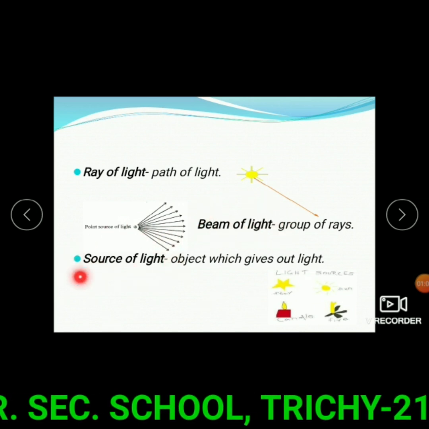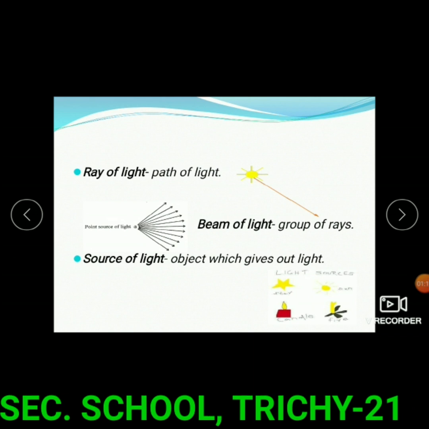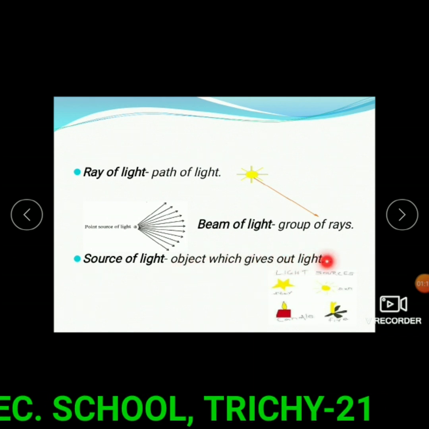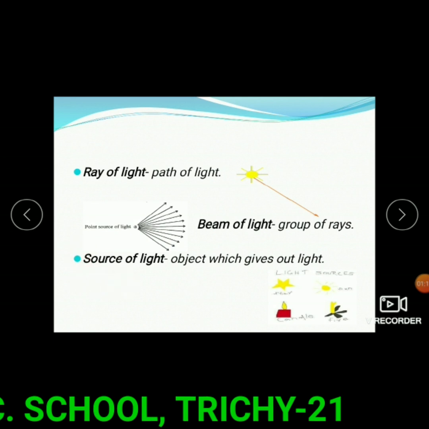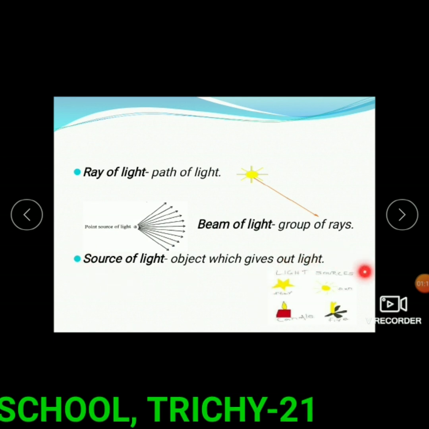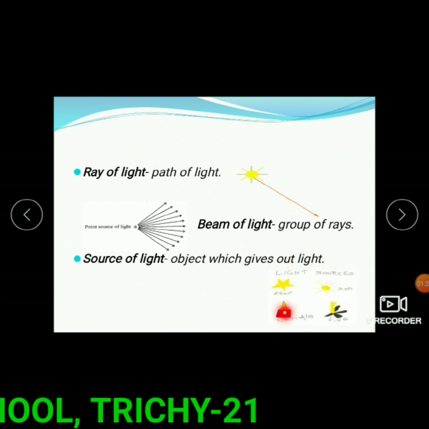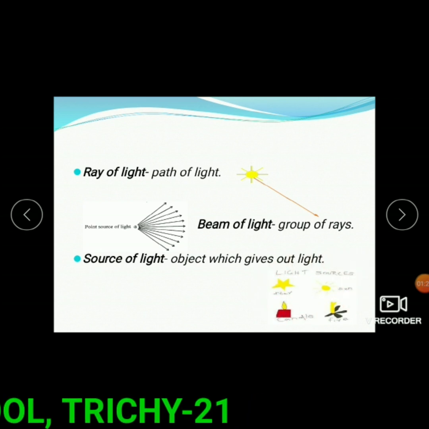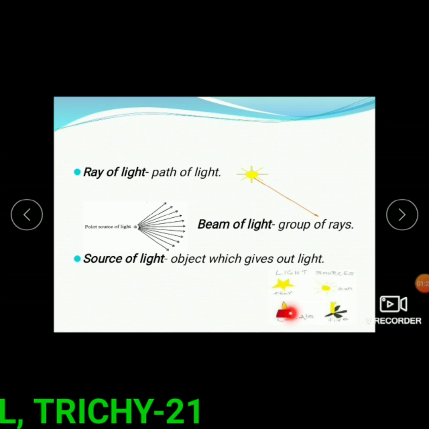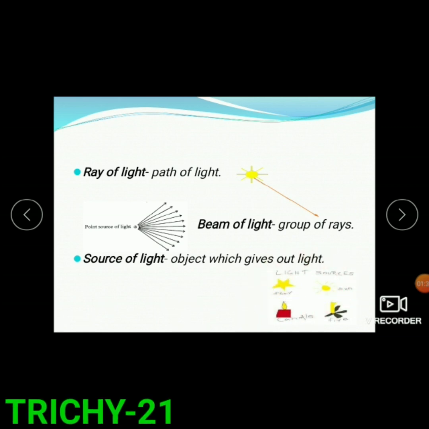Next, source of light. Any object which gives out light are known as source of light. So these are the examples of sources of light. So sources of light may be natural or artificial. So here these are natural sources of light, that is star, sun, candle, fire. Then example for artificial source of light is electric bulb, torchlight, etc.